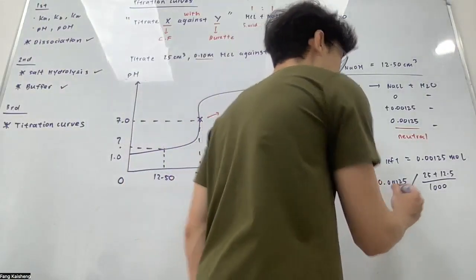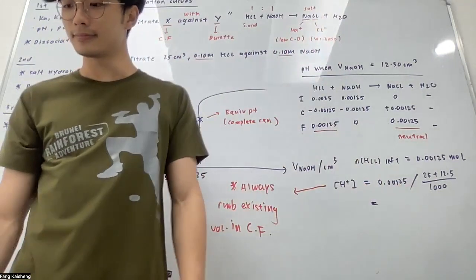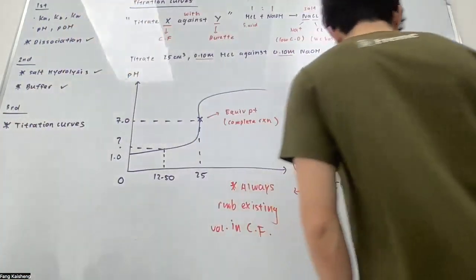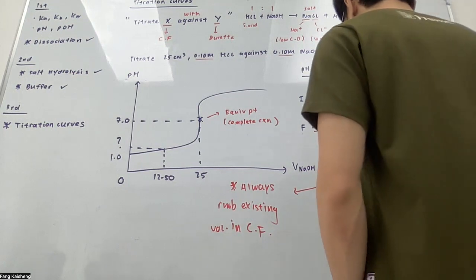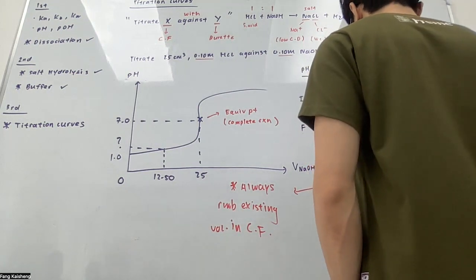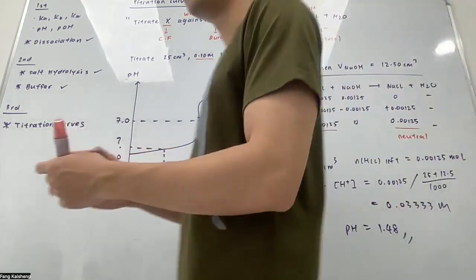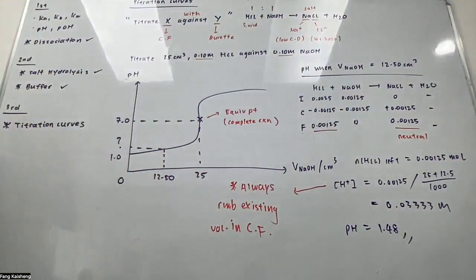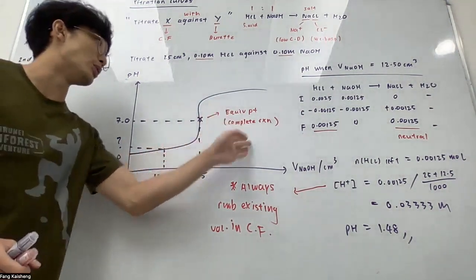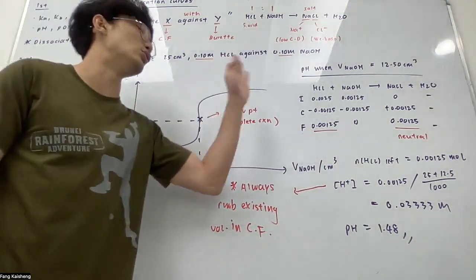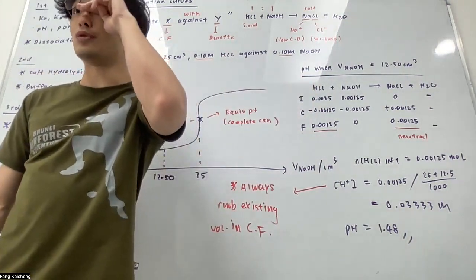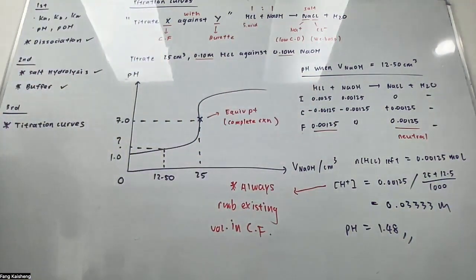Once again, what's the concentration? 1.48. So yes, final answer here is 1.48. This is the concentration. With negative log the value, pH is 1.48. Can you see that? Of course, I can ask you to calculate beyond 25, before 25, all that, and it will be the same as long as you write down your table carefully, which we'll do later.